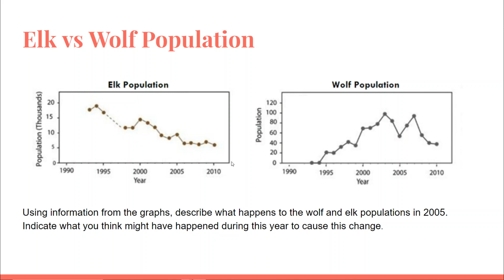Why might that be? Well, because the elk is a food source for the wolf. So as the wolves are in Yellowstone National Park, they are consuming the elk, causing the population to decrease. Now, you may have noticed there's a dip in the wolf population in 2005 and 2010.